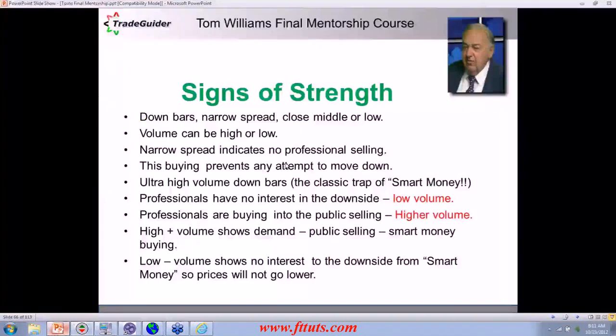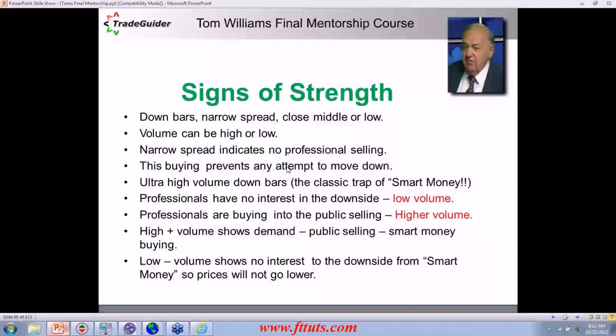Okay, let's focus on signs of strength, though. So what is a sign of strength? Well, it usually happens on a down bar. Especially powerful if the spread of the bar is narrow. The price can close in the middle, the low, or in fact on the high. Sometimes you do see the price close on the high. The volume can be high or low, and we know that's true. It's true because the high volume is what we see coming in, and then we're looking for the low volume test to confirm that the market's bullish.